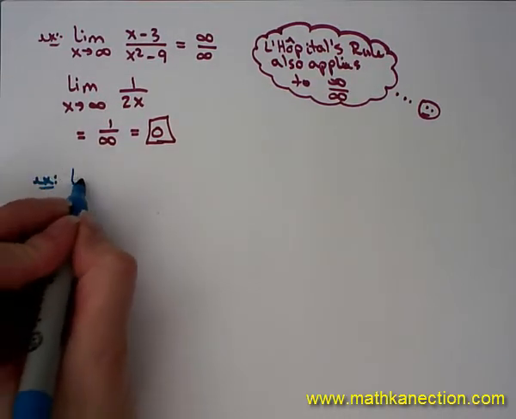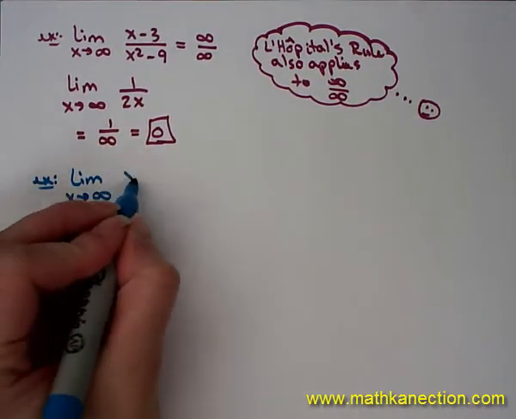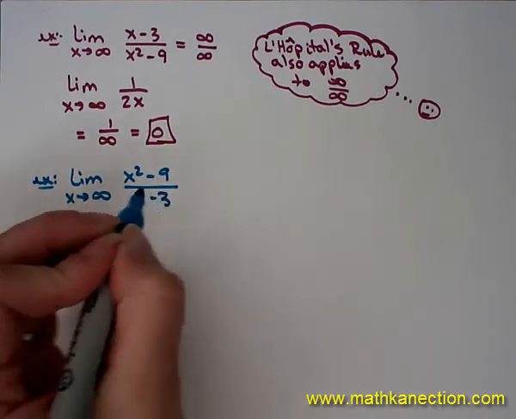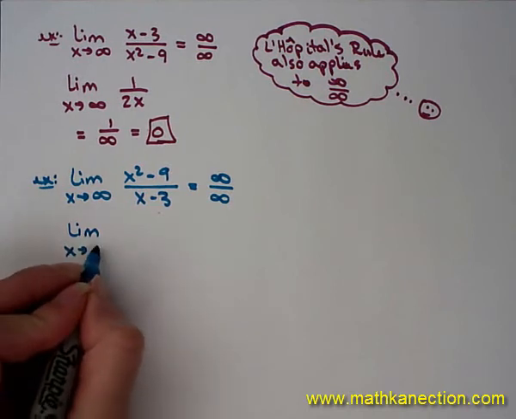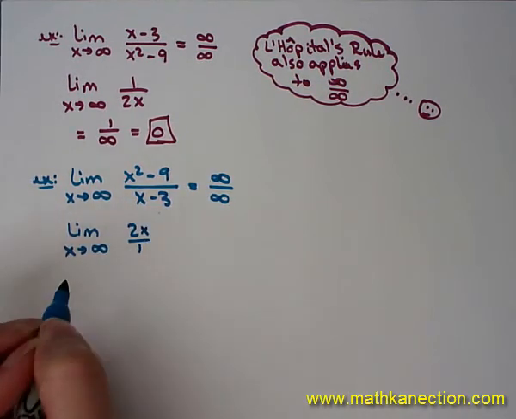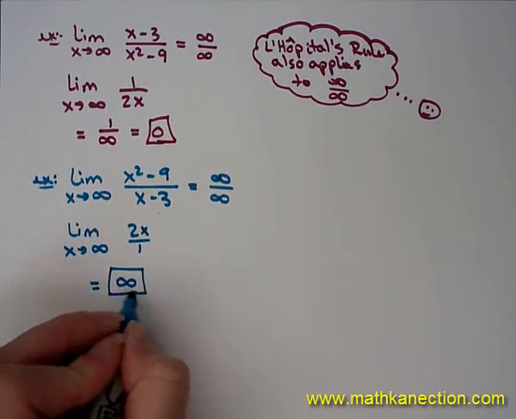The next example, we're looking at the limit as x approaches infinity of x squared minus 9 over x minus 3. Again, getting infinity over infinity. So by L'Hopital, the limit as x approaches infinity of 2x over 1, then substituting in the value of infinity, we get infinity as the limit.